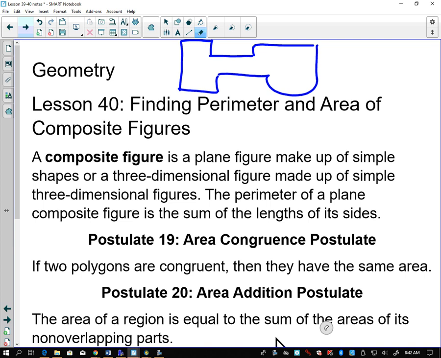Okay. Let's see, the perimeter of a plane composite figure is the sum of the lengths of its sides. If two polygons are congruent, they have the same area. The area of a region is equal to the sum of the areas of its non-overlapping parts.